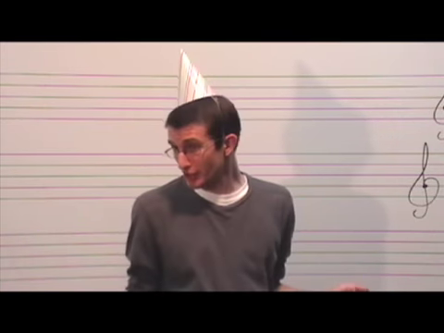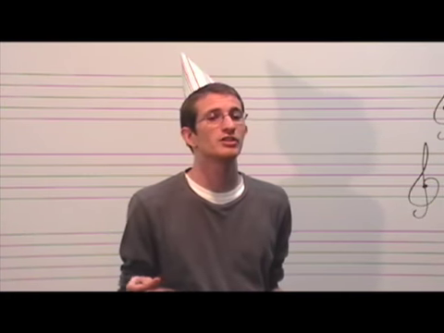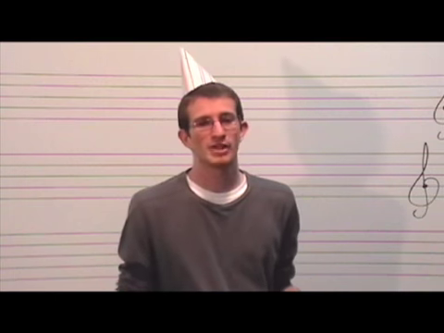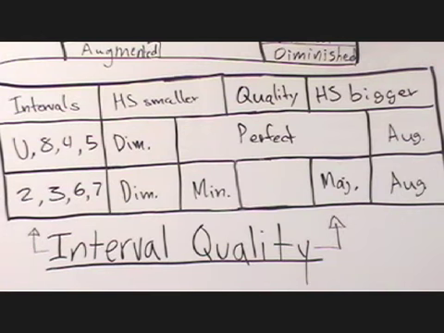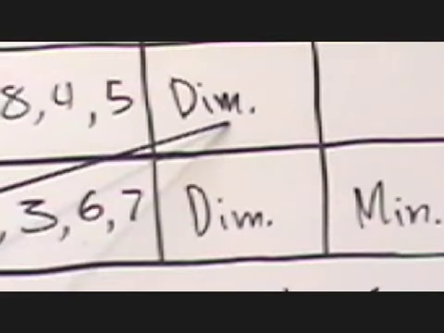So, C to G is a perfect fifth. But let's say you're asked to give the interval from a C to a G flat. Go to the chart. C to G is perfect, but G flat is one half step lower than G, making the interval a half step smaller. So the quality changes from perfect to diminished.